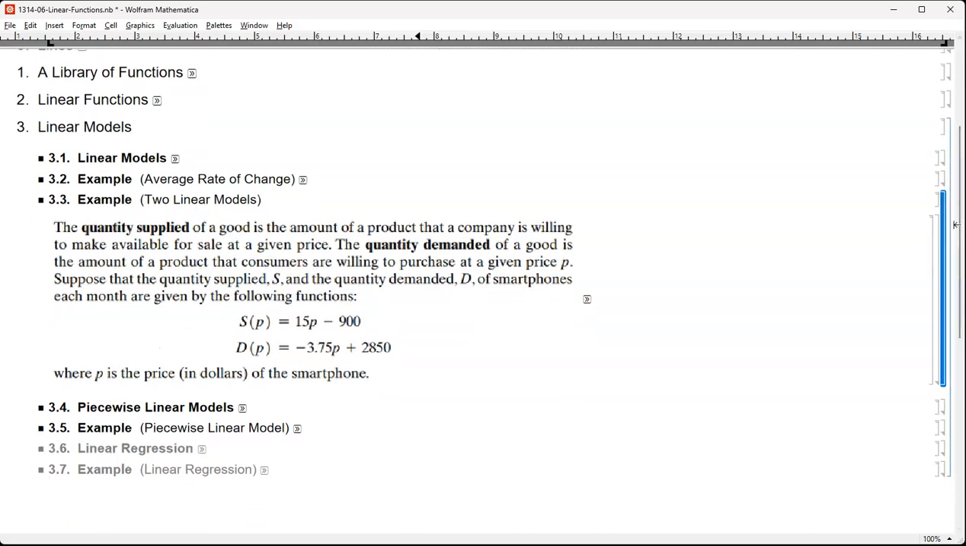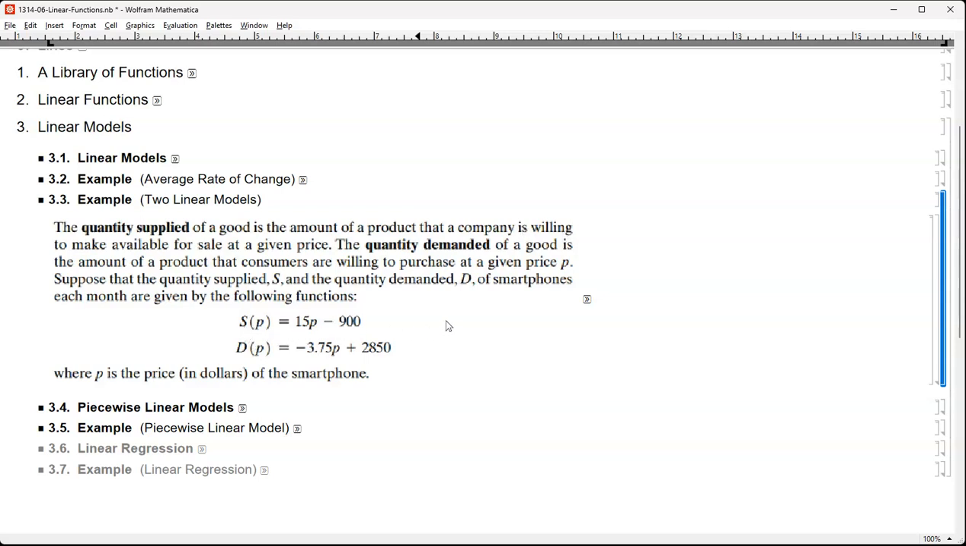Okay, here's another model. Stop the playback and read through. The quantity supplied of a good is the amount of a product that a company is willing to make available for sale at a given price. The quantity demanded of a good is the amount of product that consumers are willing to purchase at a given price P. Suppose that the quantity supplied and the quantity demanded of smartphones each month are given by the following functions. Well, I don't know about smartphones, but whatever the product.